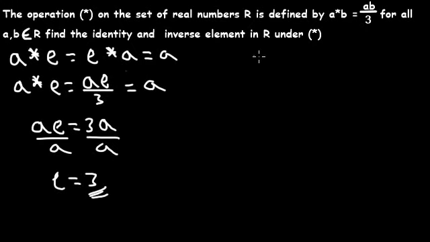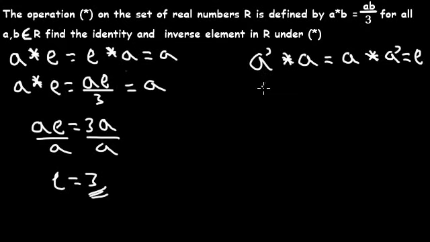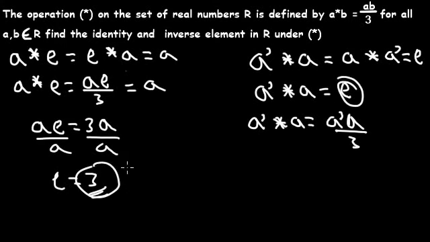Now about the inverse, we know that if there exists an inverse A prime, if we combine it with an element A, this is the same as the element A combined with the inverse A prime, and this at the end of the day results in E. So A prime is what we are looking for. Let's combine it with A. At the end of the day, it must be equal to E. Now the operation is defined by this, so this simply means that A prime asterisk A is simply A prime times A all divided by 3. E is equal to 3.